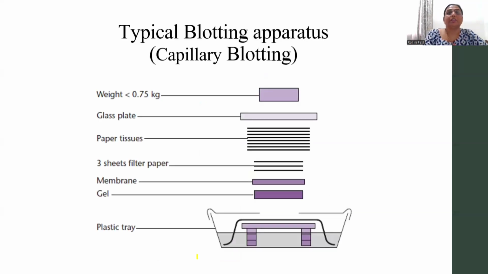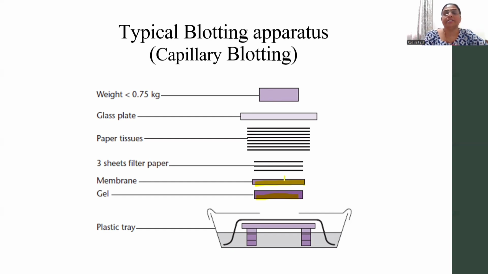Now the typical blotting apparatus is the capillary blotting. Here you can see a plastic tray, and on this plastic tray a cassette is going to be loaded. This cassette has the gel on which you have run your sample. Then there is the membrane, after the membrane there are the filter paper sheets, then the tissue papers, then a glass plate, and then the weight.